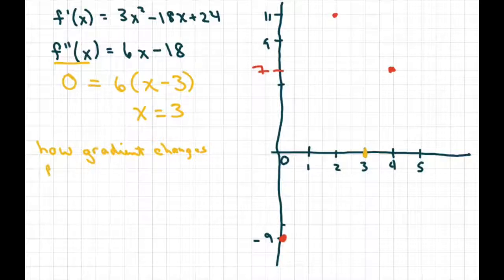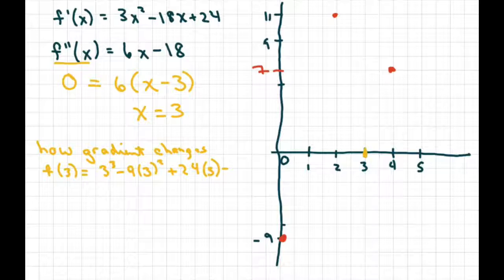So we're going to plug it back into our original equation. We're going to have f of 3 equals 3 cubed minus 9 times 3 squared plus 24 times 3 minus 9. And that's going to equal 9. So basically at 3, we're at 9. So that's an inflection point right here. So our graph looks like this.